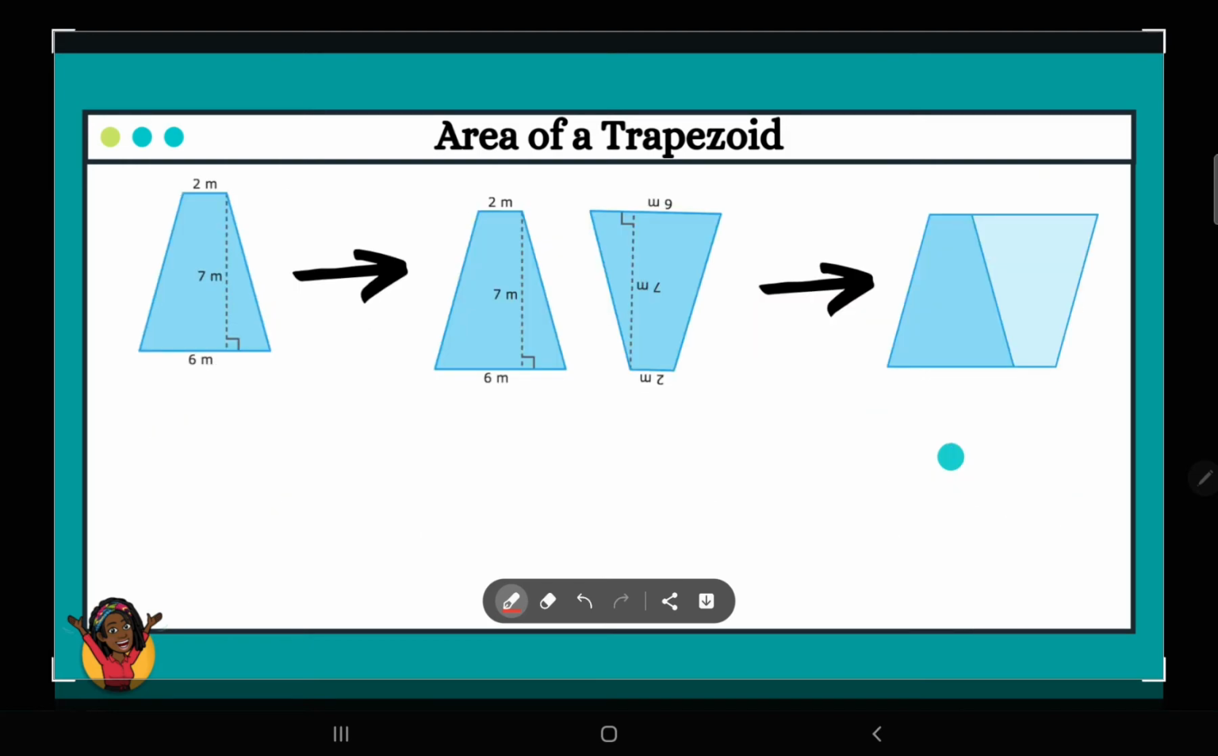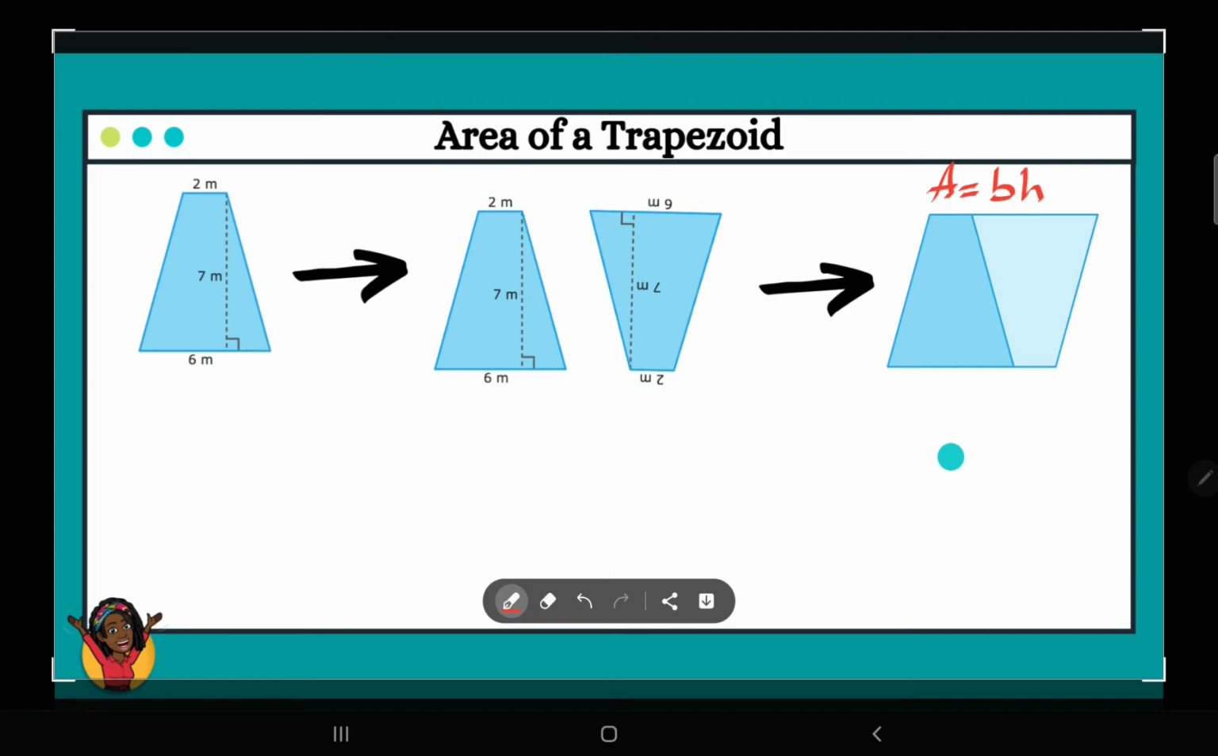So another approach I can take to calculating the area of my trapezoid is to take two of the same trapezoids and put them together and convert it into a parallelogram, and then use my formula for calculating the area of a parallelogram, which is A equals base times height, to calculate it.